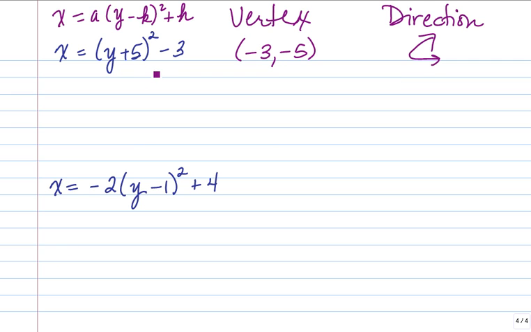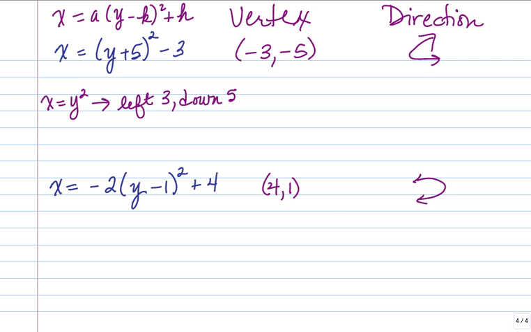So think about the graph, how it's shifting. If we looked at what x equals y squared looks like, this is going to go where? It's going to go left 3 and down 5. Okay. x equals negative 2 times (y minus 1) squared plus 4. Our vertex is the outer number, 4, 1. And the value of a is negative, so that's going to change the direction to open to the left.